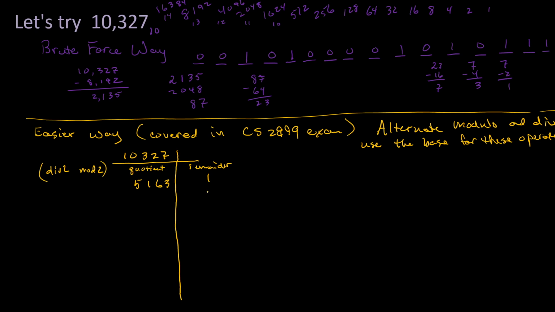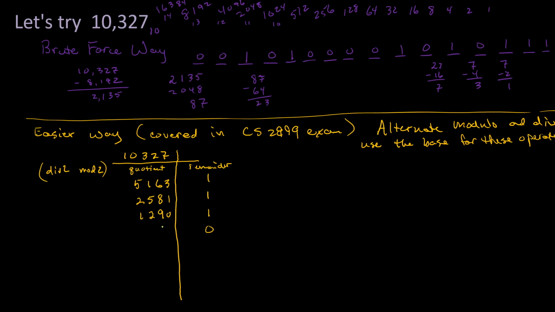So now I have another odd, so I'm going to put a 1 there, and here I'll have 2,581. And then I'll have another 1, and then I'll have 1,290.